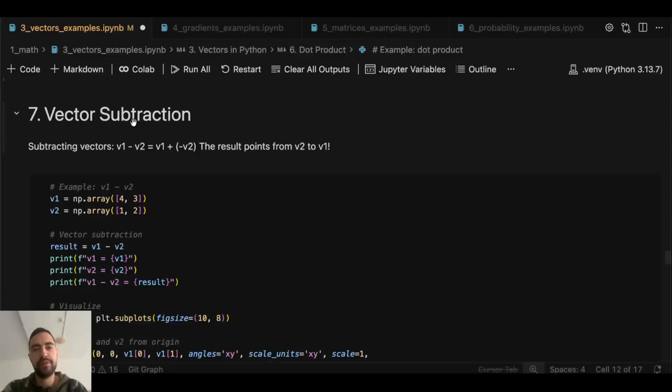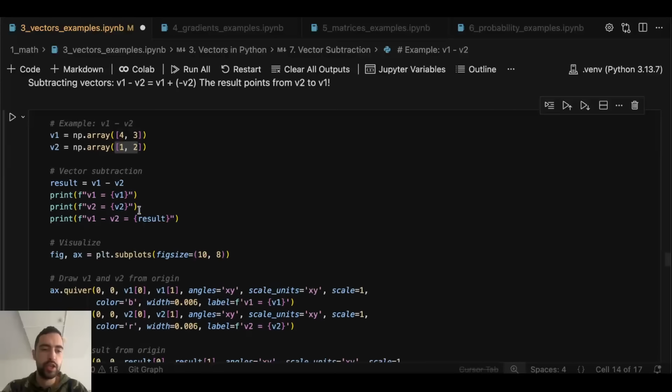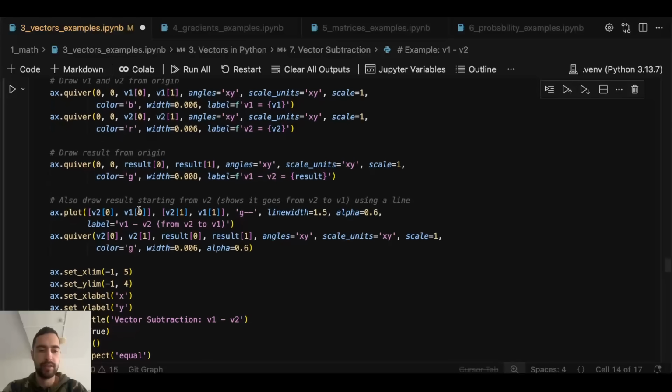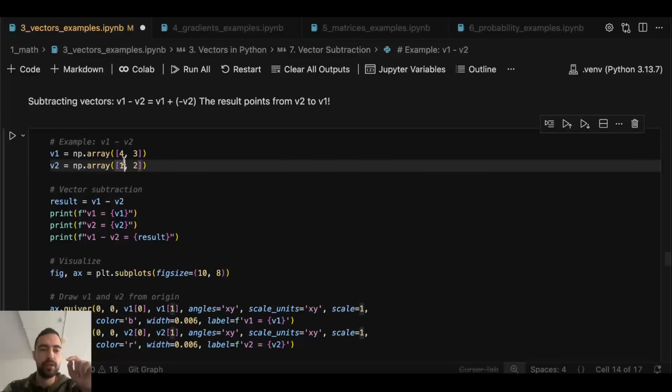Subtracting vectors is very easy. If you have vector 4, 3, and you want to subtract vector 1, 2, you will just subtract each element from each. So 4 minus 1, that's going to be your first element, which is now 3. And the second element will be the result of 3 minus 2, which is now 1. So the new resulting vector is 3, 1.